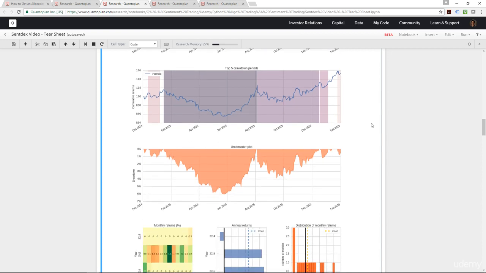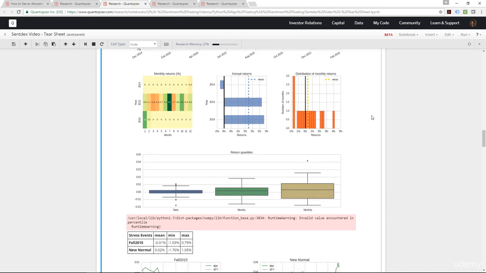I already touched on the drawdown and also the underwater plot. This is the monthly returns and the annual returns. 2014 was down. Mind you, we only ran for December, so the December period was down, which is actually the minus 0.3 here. We were up in 2015 and up so far in 2016.